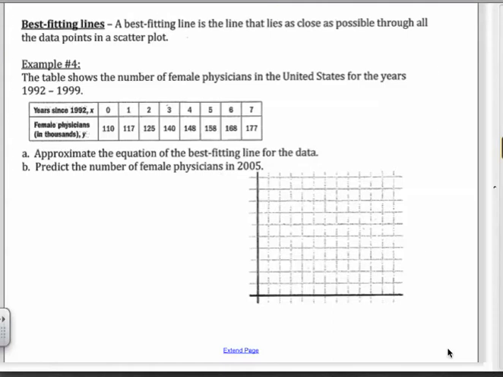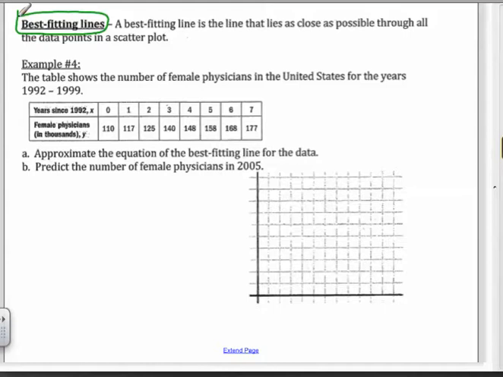Okay, guys, you may or may not have heard of this before, but we're going to talk about best fitting lines. A best fitting line is a line that lies as close as possible through all the points that we've plotted. It's like an average of all the points that we've plotted. Okay? Now, in this one, they give us some information. I'm going to show you what we're doing here.